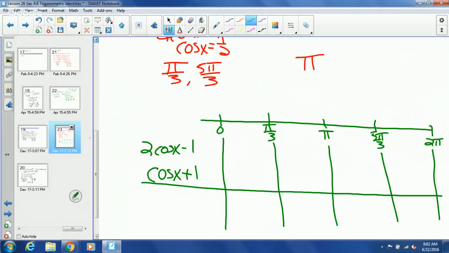Give me a number in terms of pi, something that's between 0 and pi to work with on my unit circle. So you tell me if I plug pi over 6 into 2 cosine x minus 1, tell me if it's positive or negative. First of all, what is cosine at pi over 6? Root 3 over 2. When I multiply that times 2, that gives me what? Just root 3, right?